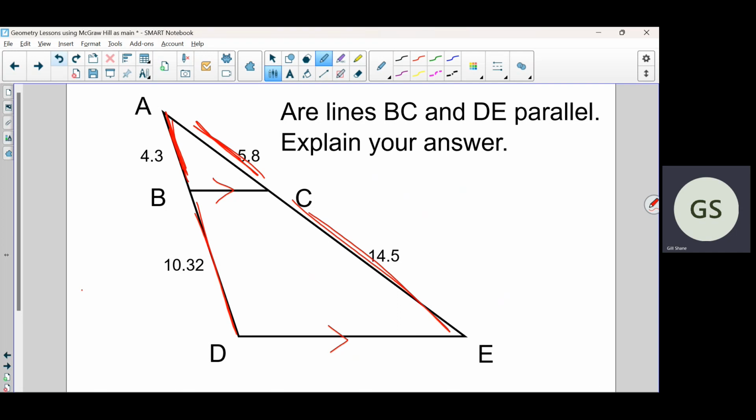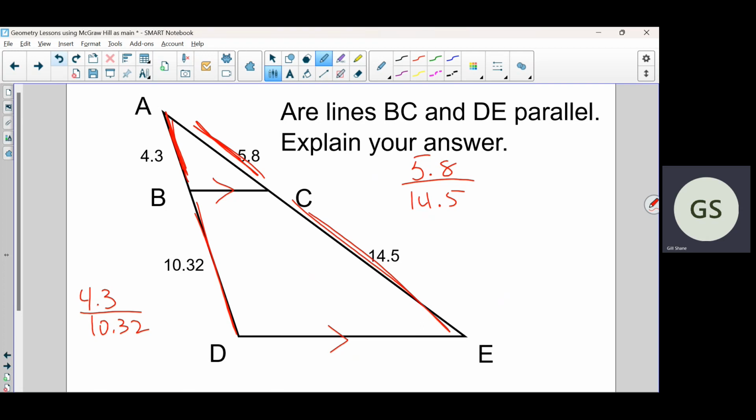So if I created a fraction of 4.3 over 10.32, so again, that's the little segment over the big segment, it's going to be in the same proportion if the lines are parallel. That's 5.8 over 14.5. That's how you solve that problem. You have to create those proportions, solve it out, and figure out what the answer is.